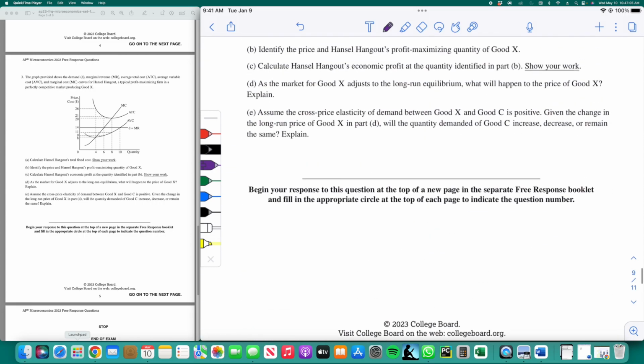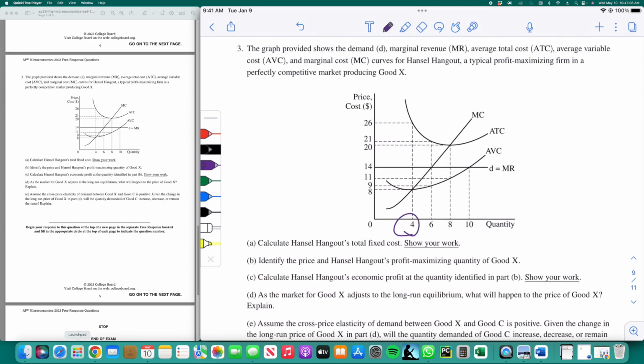So pick any number, right? 4, 6, 8, 10. It doesn't matter. But let's say we pick 6. What's my ATC at 6? Well, I go straight up to my ATC, and that happens at 21. Then, what's my AVC? At quantity 6, I go straight across, and it's 9. I will also be picking quantity 4, just in case you want to see a different quantity, but we're going to get to the same answer.